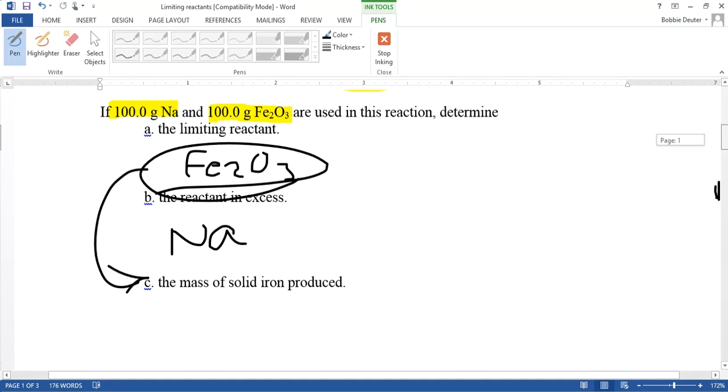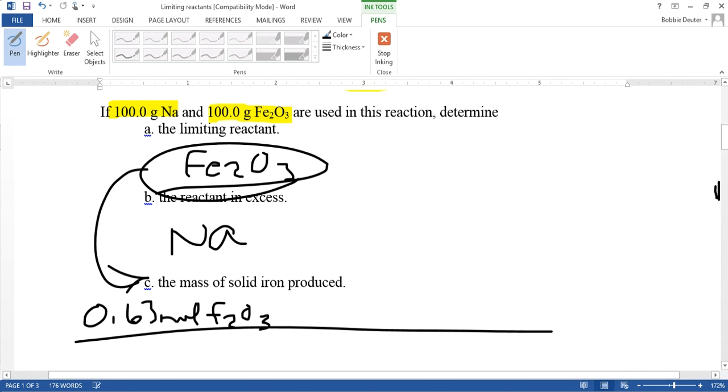In this case, we don't have to start with 100 grams. You can if you want to, but we already solved this for moles. So we're going to start with moles. So we know we have 0.63 moles of Fe2O3. We don't have to go back and do grams. If you want to do a mass to mass, you can, but you don't have to. You've already done that step. So now we're going to convert that into grams of iron, our product.